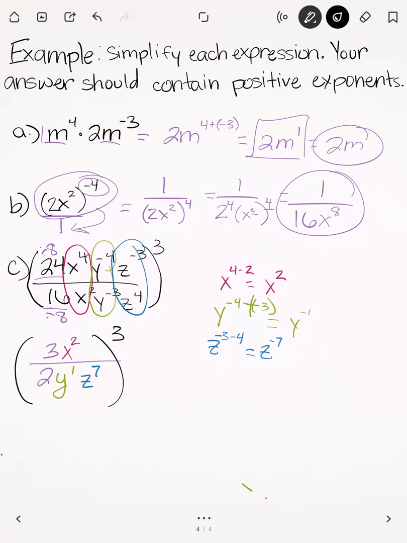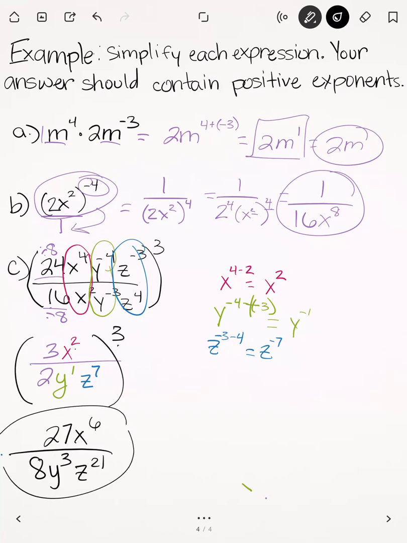Again, if it's a power to a power, I multiply. So 3 to the third power, that gives me 27. 3 times 3 is 9, times 3 is 27. x squared to the third power, I multiply. 2 times 3, I get 6, so I have x to the 6th. On the bottom, I have 2 to the third power. 2 times 2 is 4, times 2 is 8. y to the first to the third, 1 times 3 is 3, so I have y cubed. And then z to the 7th to the third, I have 7 times 3, which is 21.